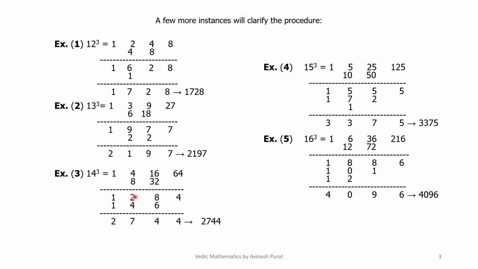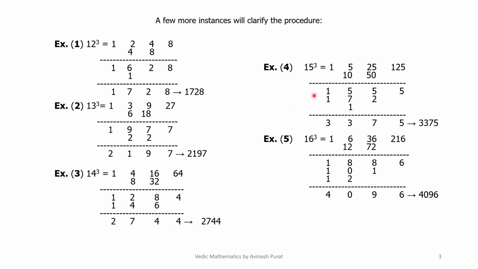4 plus 8 is 12. So 2 is written down and 1 is taken to the left. 1 is written down. So the total is 4, 8 plus 6 is 14, 4, 1 taken to the left. So 4, 2 plus 4 is 6 plus 1 is 7, and 1 plus 1 is 2. So 2744 is the cube of 14.